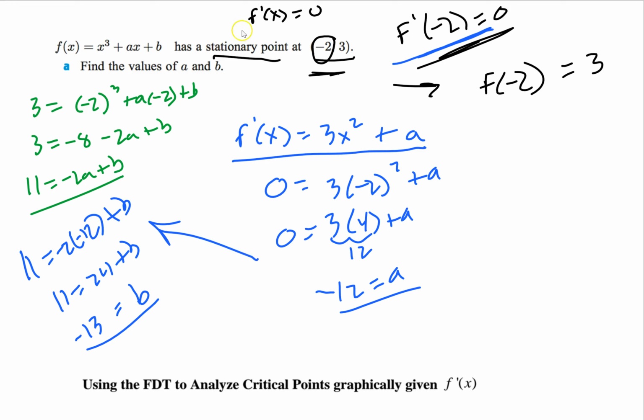Right? It's all about what that means. If I give you a point, that always means when you plug it into the original function, it's equal to the y value. If I say it's a stationary point or a max or a min, that just means that when you plug in the x value, negative 2, the derivative is equal to 0. That's the key to that.